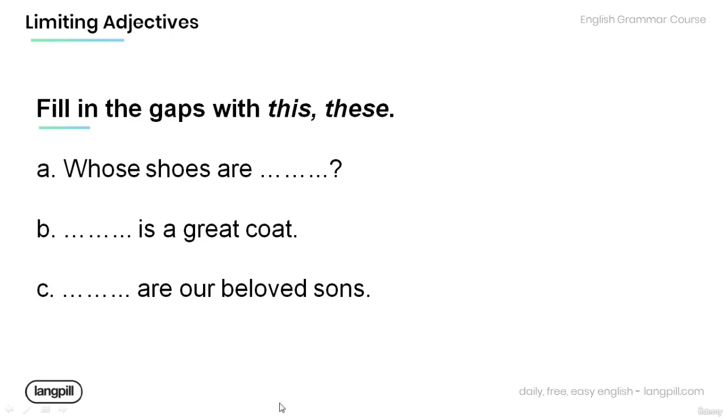And now read the following sentences and fill in the gaps with this or these. A. Whose shoes are? B. Is a great coat. C. Our beloved sons.